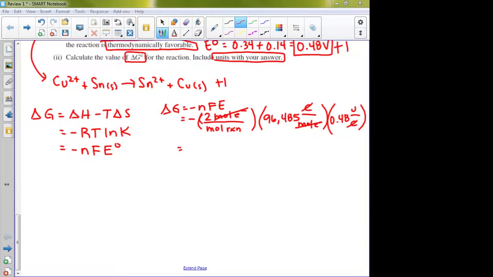So if I put this in my calculator, and I do some rounding, I would have gotten negative 93,000. What are my units here? Joules per mole. Do we see that?